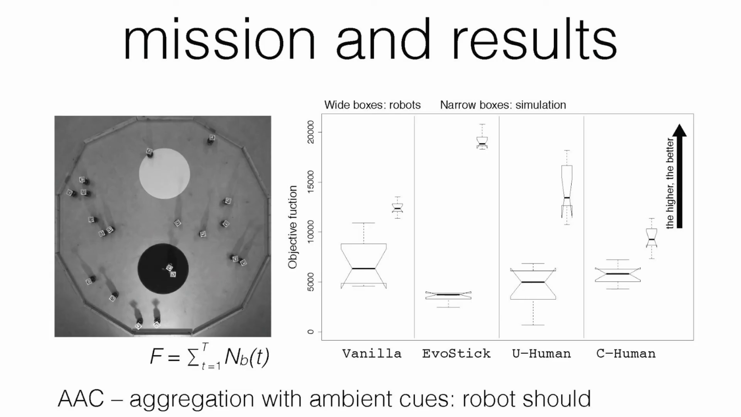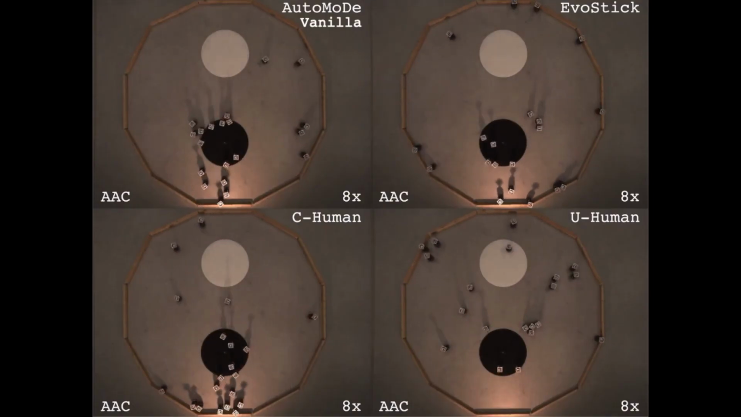In this last mission, the robot must aggregate on the black spot, and there is a light source in the environment that they can use as an ambient cue. Here, again, Evo Stick suffers from a large drop in performance, and also unconstrained humans. So vanilla and C-human, which are constrained to use the given module, manage to transfer better from simulation to reality. The following slide is a video that I have prepared for you.